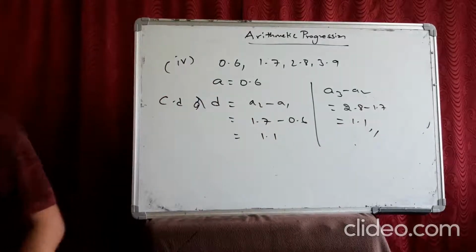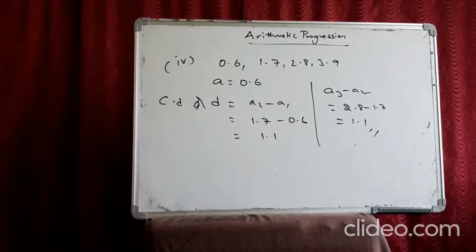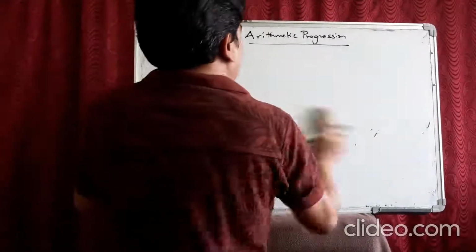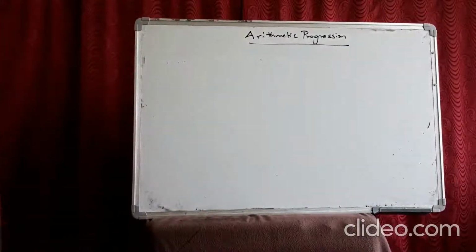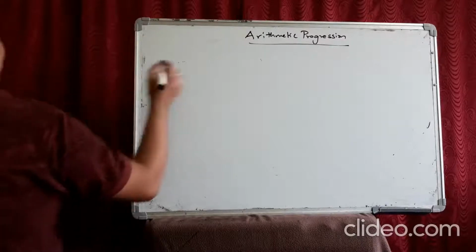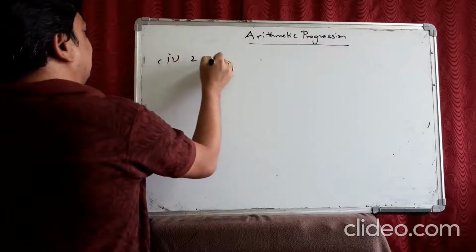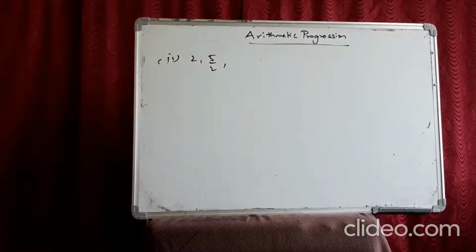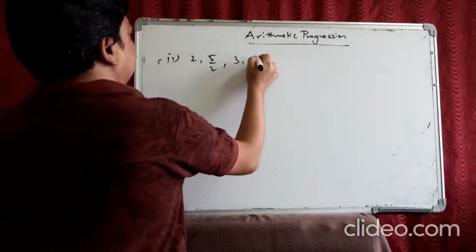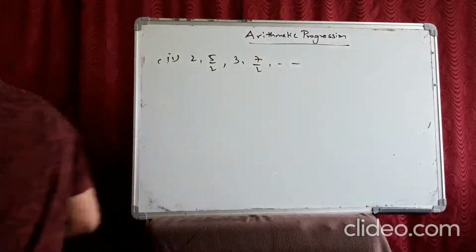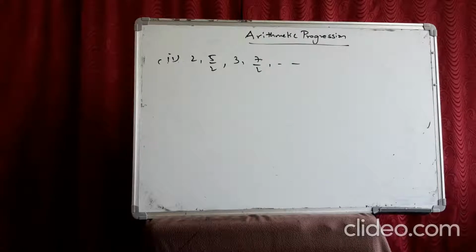Okay? Then the next thing. Which of the following are in AP? You are asked to check which of the following are in AP. How to check? I'll do three problems in this. Second one: 2, 5 by 2, 3, 7 by 2, and so on. We have to check whether this is in AP or not. How?